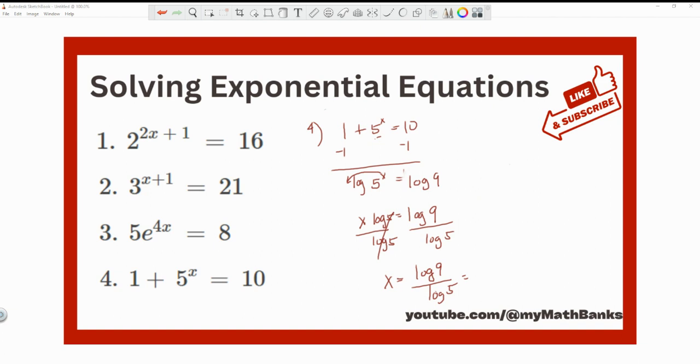So that's 1.3652, which is approximately 1.37, because that's a 6 and after that is a 5, which is greater than half. So this is your approximation up to the hundredths place.